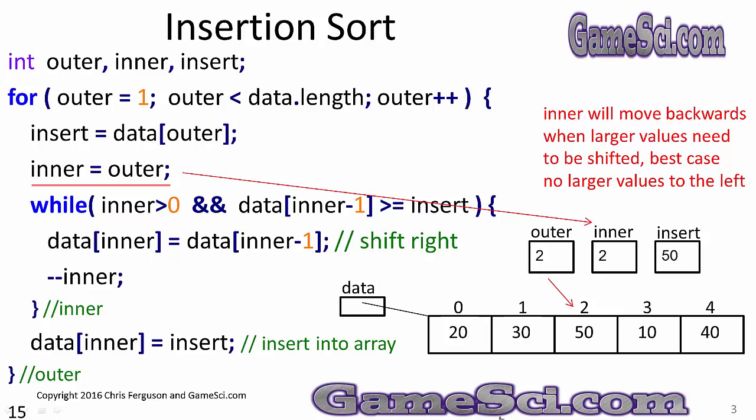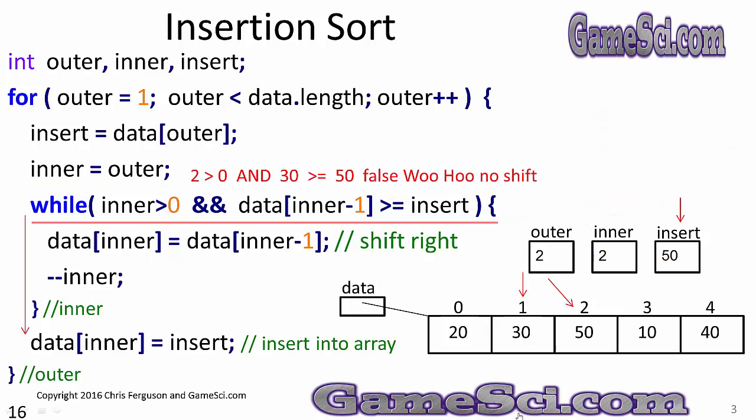Inner will be set to outer. Inner will move backwards when larger values need to be shifted. Once again, this is the best case. We're not going to find any larger values. Look what happens when that occurs. 2 less than 0 is a true statement. That is true.